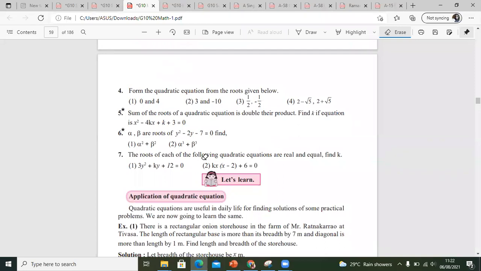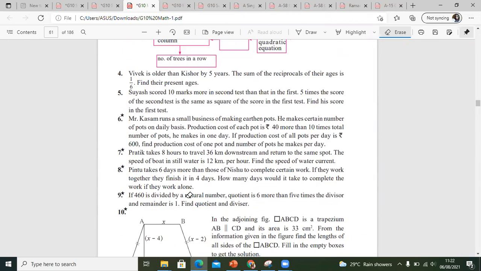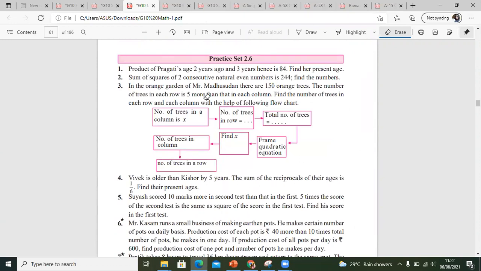All these 7 questions we have solved, and in our next video we will solve questions from practice set 2.6, which is word problems, how to apply quadratic equations in word problems.